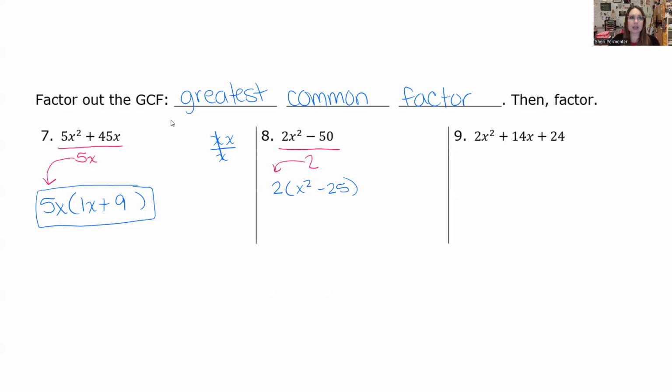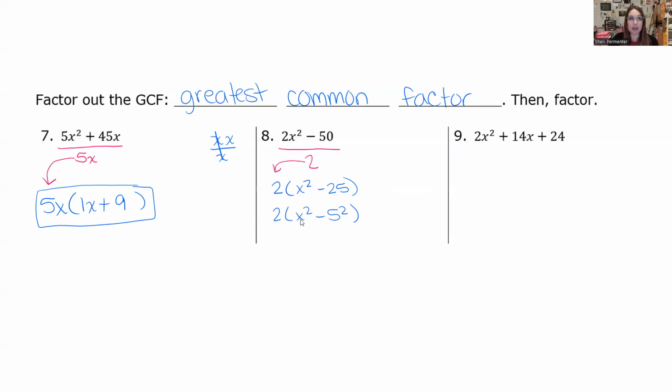Can I factor this any further? And I'm talking about the stuff in parentheses. Can I factor this? Yes. It's a difference of perfect squares. And 25, I'm remembering, is on my perfect square sheet. And so this is the same thing as 5 squared. So I'm going to rewrite this 2 and then x squared minus 5 squared.